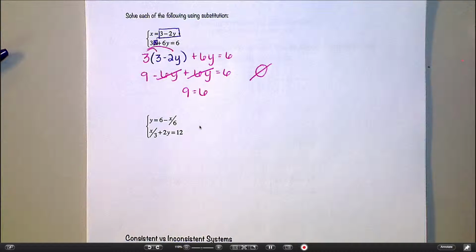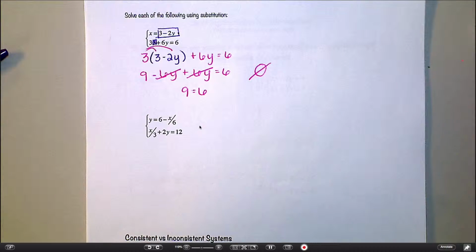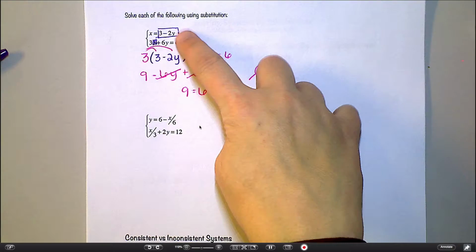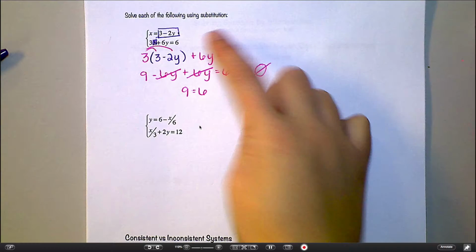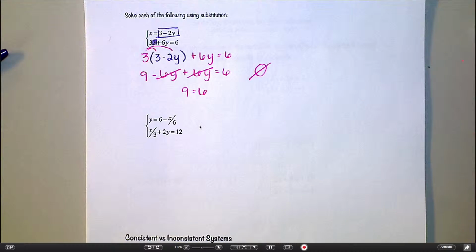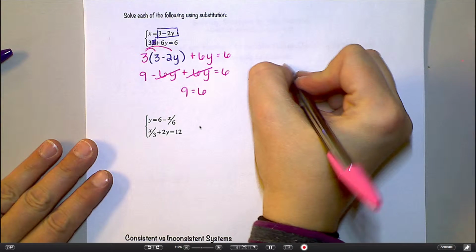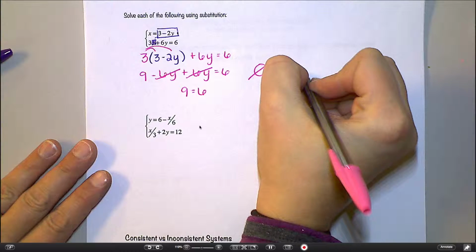What I want to think about is on a graph, if I were to graph these two things, what would they look like that would make it be no solution? Clarence? They don't intersect. Okay, and these are both linear, right? These are both going to be lines. So what kind of lines don't intersect? Parallel. These would be parallel lines. If you graphed them, they would be parallel.